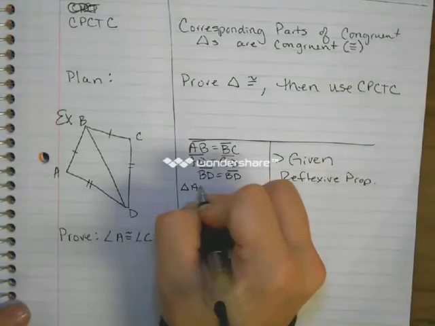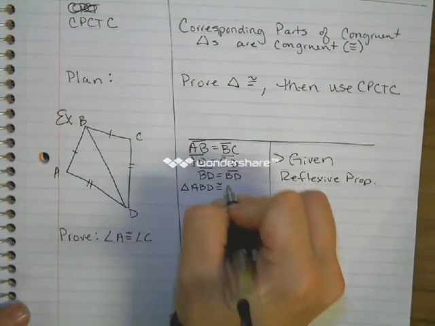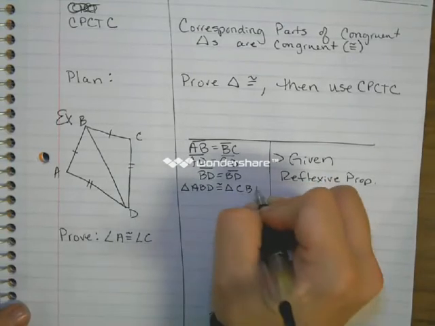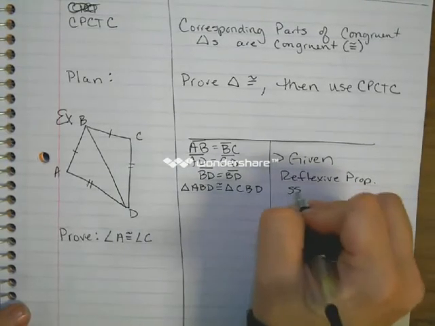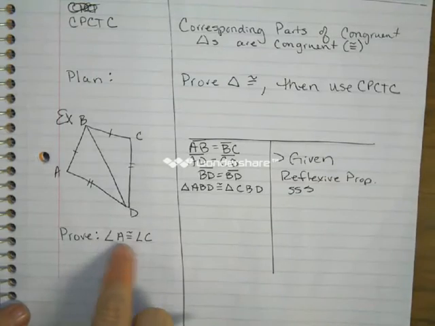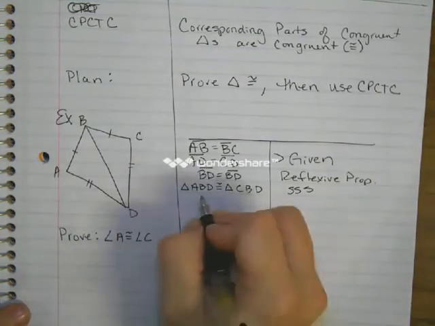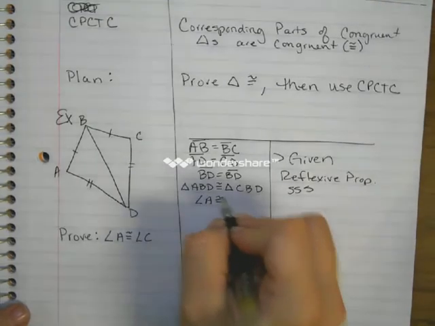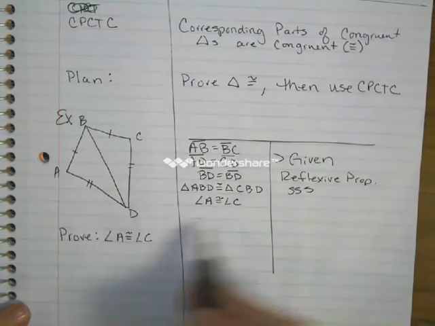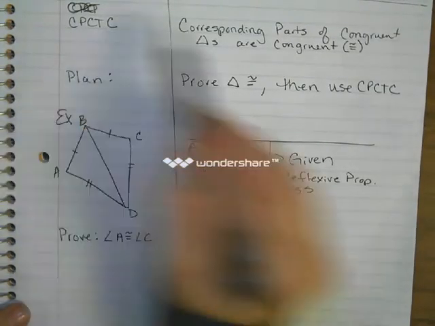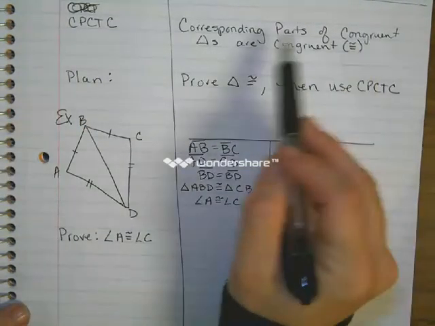But we're not going to stop here, because that's not what they asked us to prove. They asked us to say that angle A is congruent to angle C. This will be our last step. Angle A is congruent to angle C. And we are going to justify this with this statement. We have the triangles congruent, so all of the parts are congruent.